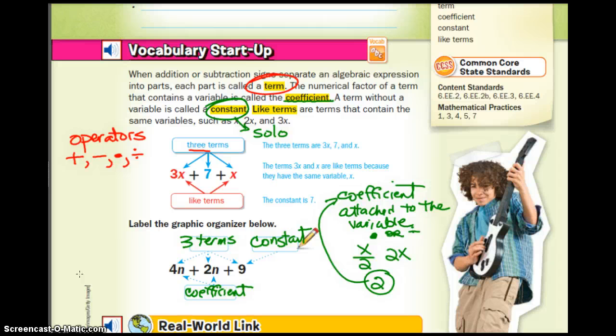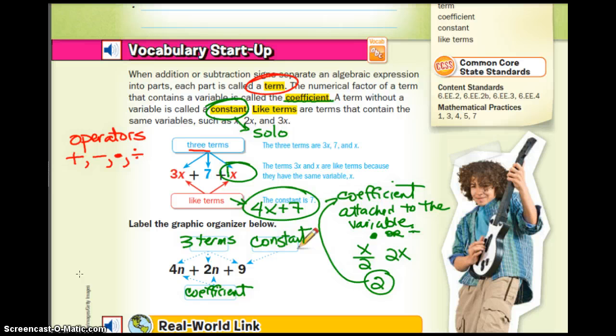Now let's go back to the top one. We have 3x plus 7 plus x. This x here represents 1x. If it helps you to put a 1 in front of it, please do so. So we have 3x plus 1x, which would end up being 4x plus 7. The 7 is not an x, so I can't do anything with that.